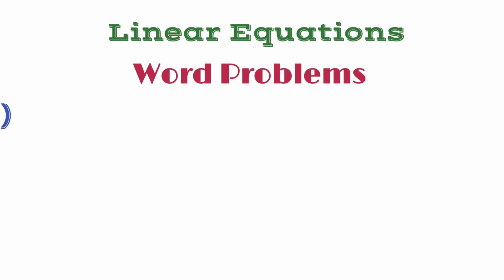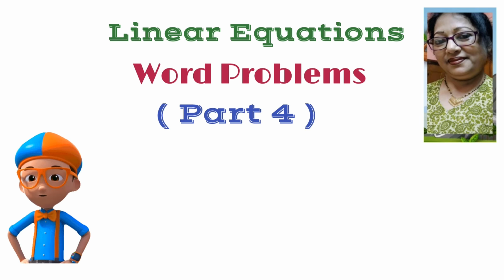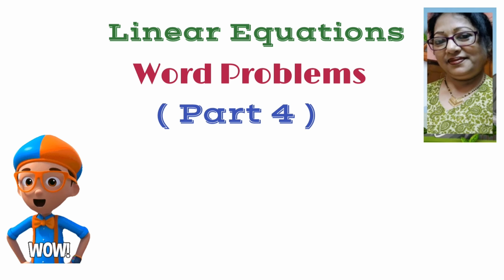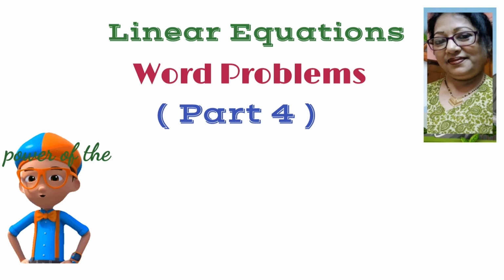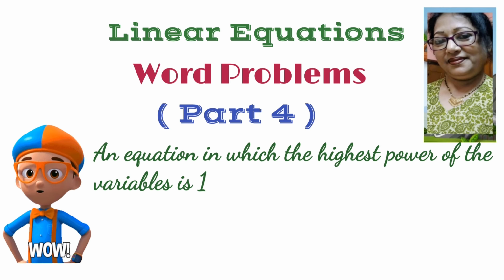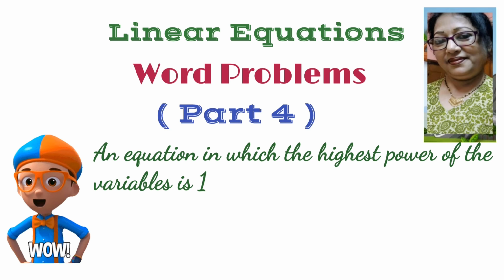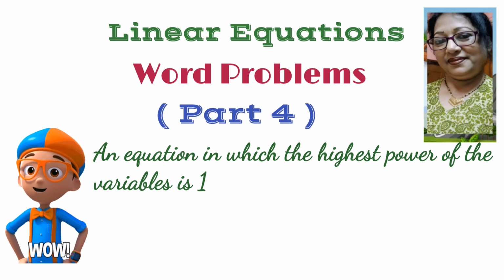Children, today we will do part 4 of word problems based on linear equation in one variable. I want to explain today what is linear equation in one variable. This is an equation in which the highest power of the variable is 1. That is called linear equation in one variable.